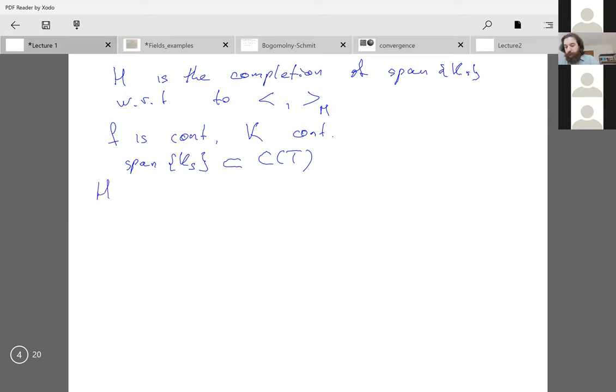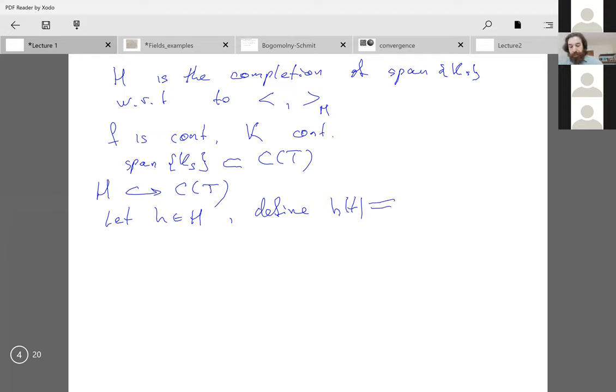H can be canonically embedded here. And the way to do it is actually very natural. So let h be an element of our Hilbert space, and then we define a function, which I also denote by h, but now it's a function on T.